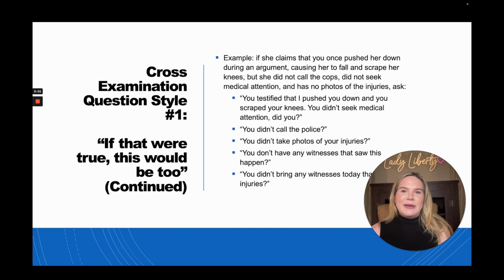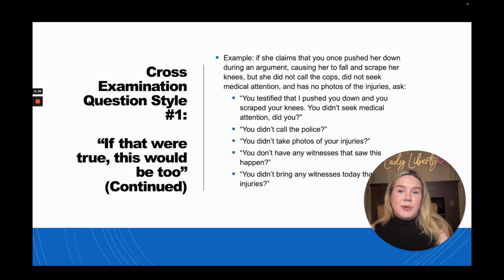So if she claims that you once pushed her down during an argument, causing her to fall and scrape her knees, but she didn't call the cops, didn't seek medical attention, and has no photos of her injuries, then you ask, so step 1, you testified that I pushed you down and you scraped your knees. That part is step 1. And then step 2, you can see that there are 5 questions I ask here. You didn't seek medical attention, did you? No. In reality, you wouldn't necessarily seek medical attention for scraped knees, but you might.